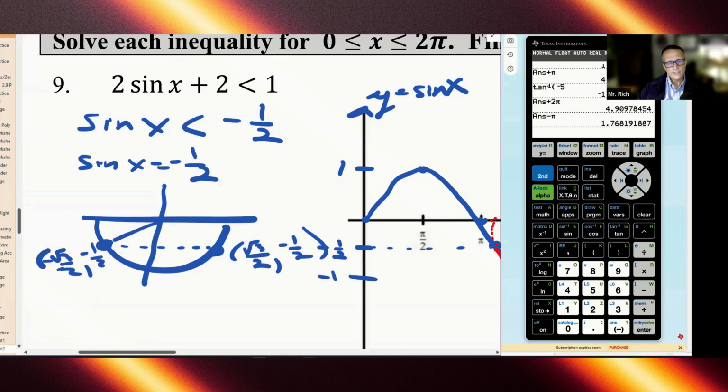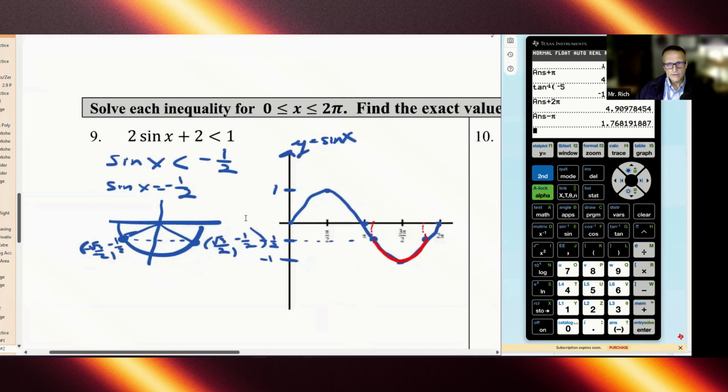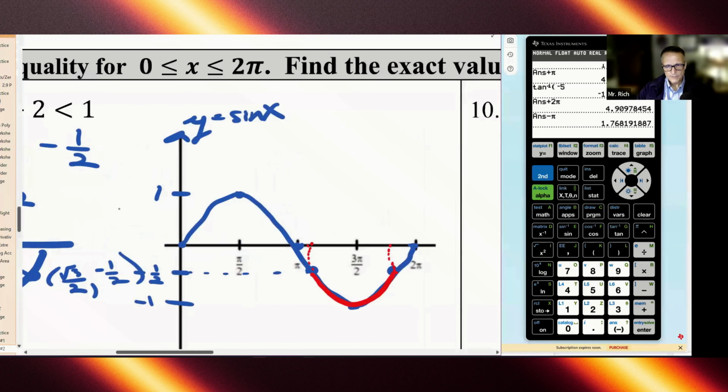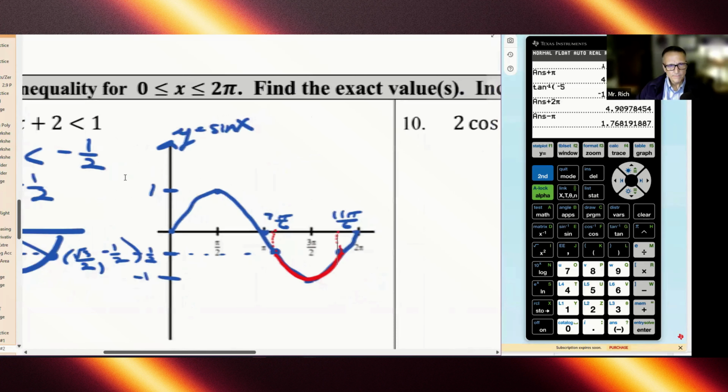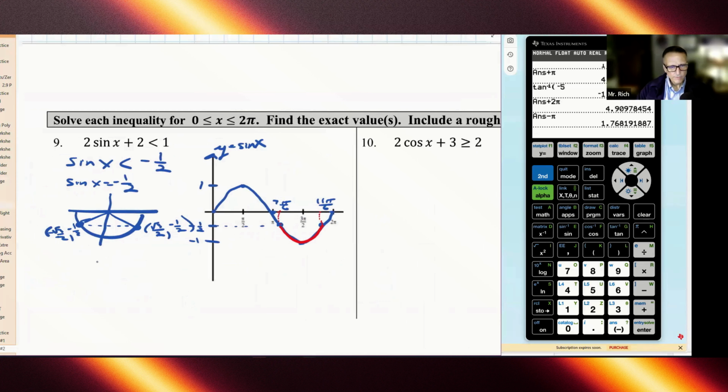And I know what that angle is. That's 7 pi over 6. I know that that one is 11 pi over 6. So when I'm looking at this right here, this angle happens to be 7 pi over 6. This one over here is 11 pi over 6. So the solution to this inequality would be the interval. I'll write it two ways. It would be all the values between 7 pi over 6 and 11 pi over 6.